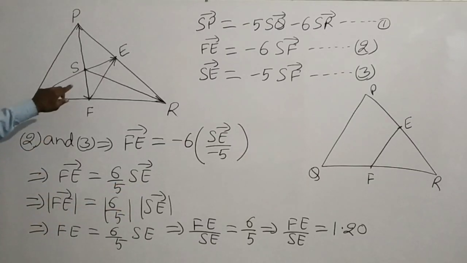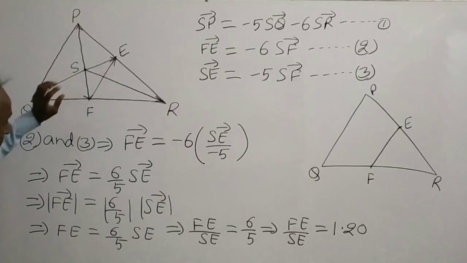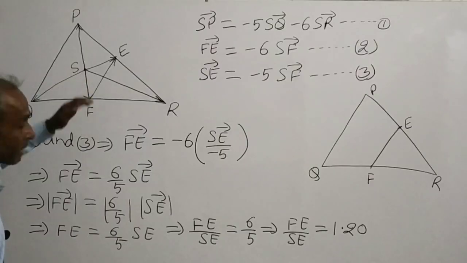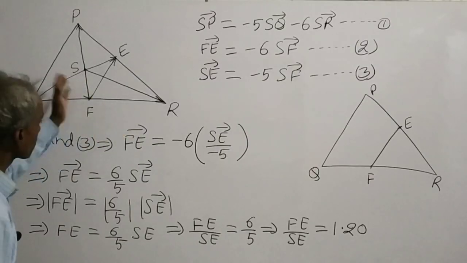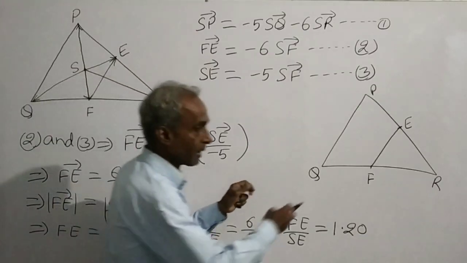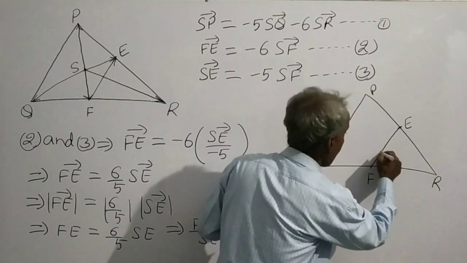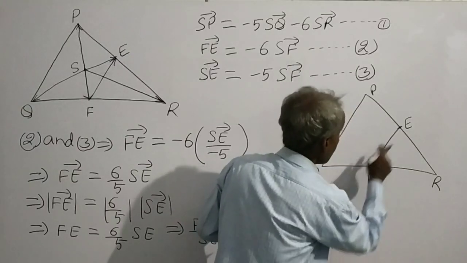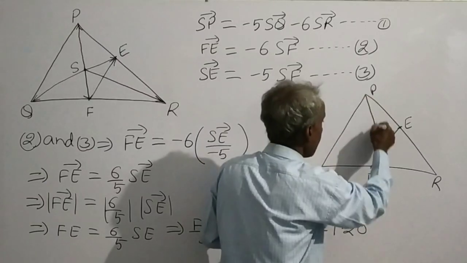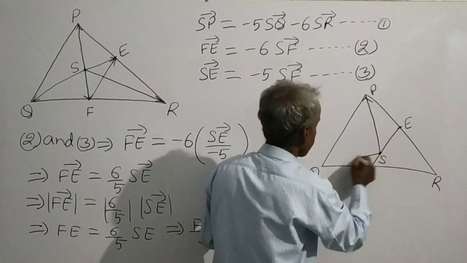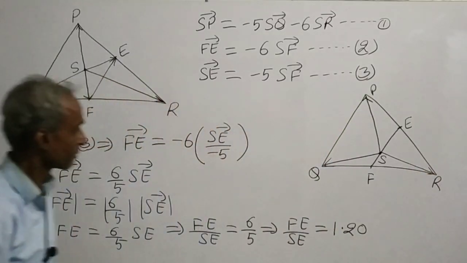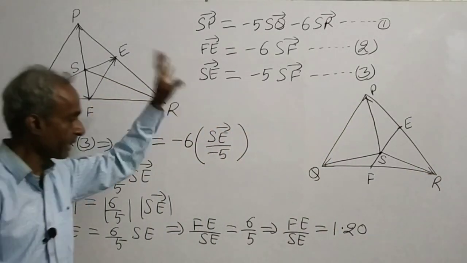That means this figure, the real figure, is not like this. Point S does not lie outside the line segment FE, but point S lies on this line segment FE. S is here, and the figure is like this. Now the solution is complete.